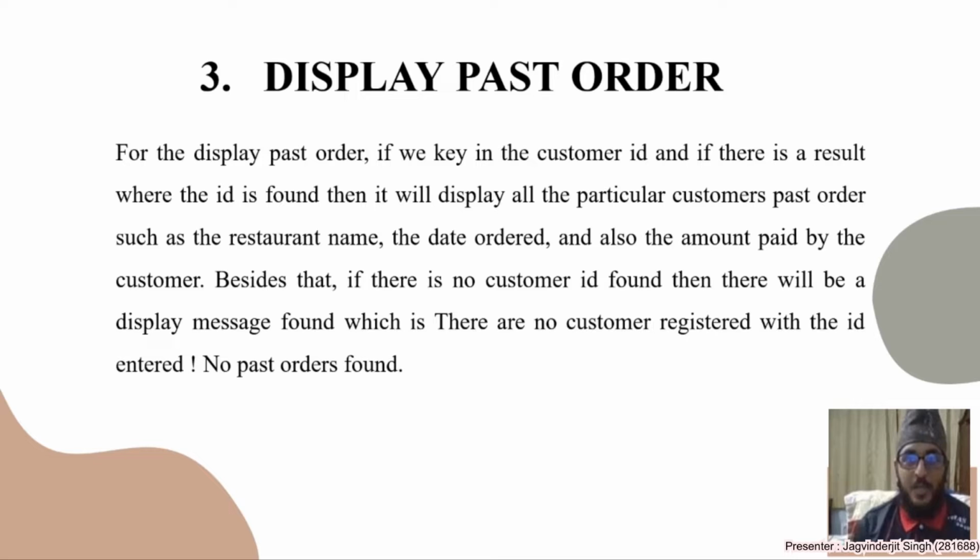Now, myself, Jagvinderjit Singh, with metric number 281688, is going to continue the presentation on display past order. For the display past order, if we key in the customer ID and the ID of the customer is found, then it will display the particular customer's past order, such as the restaurant name, the date ordered, and also the amount paid by the customer.